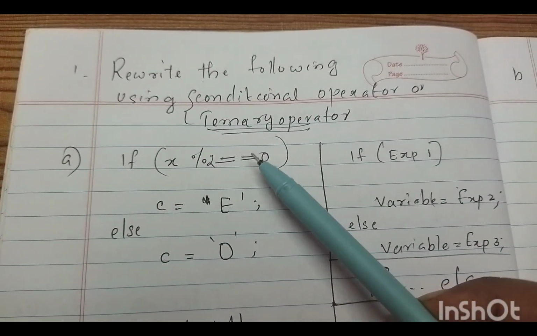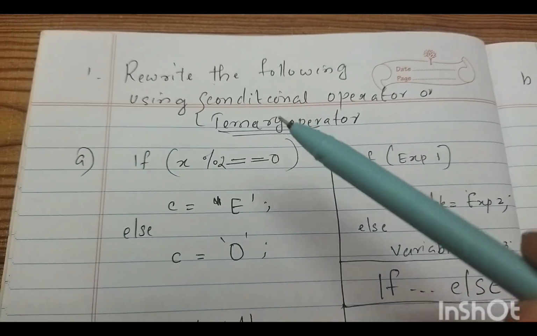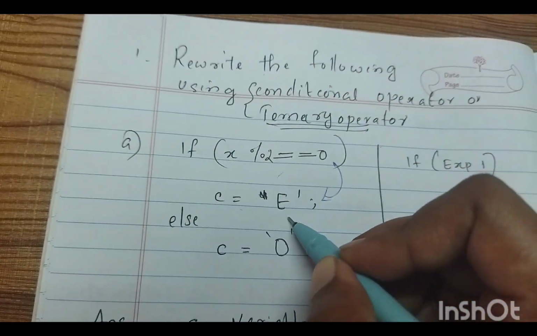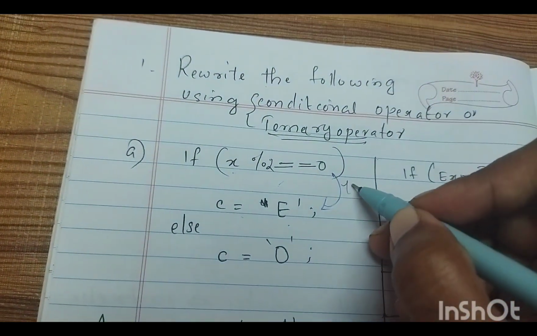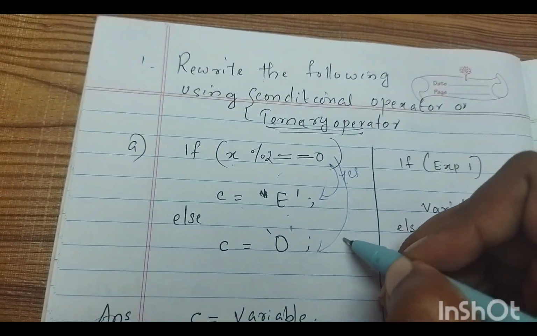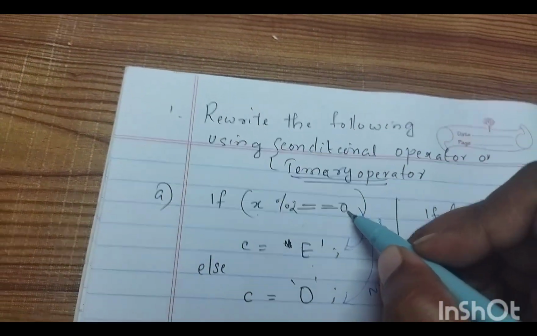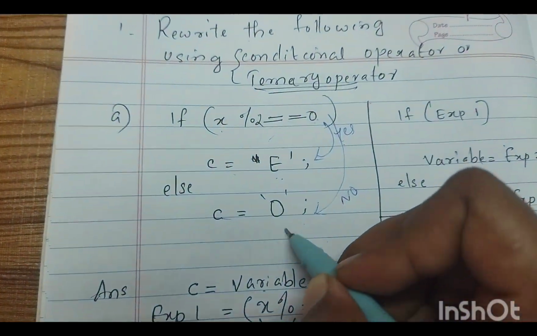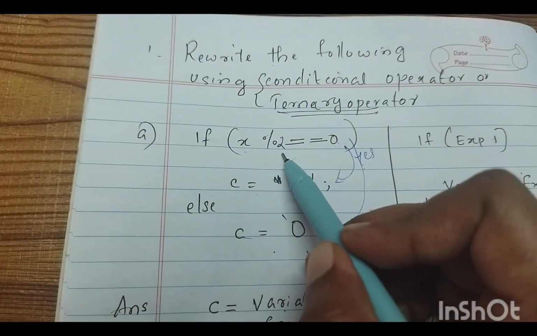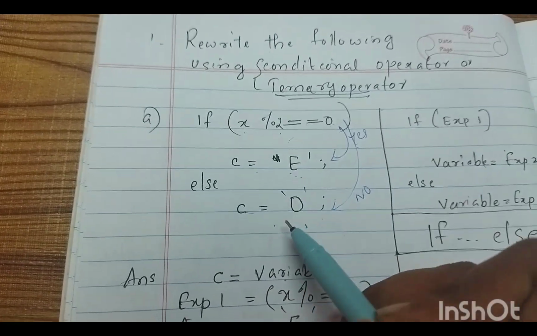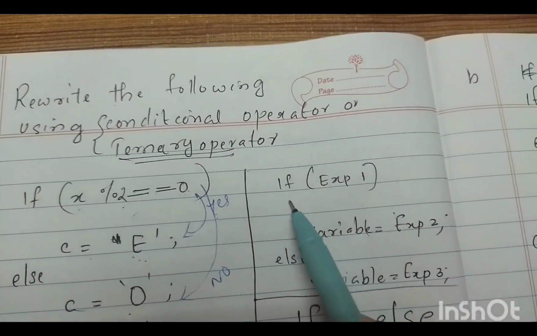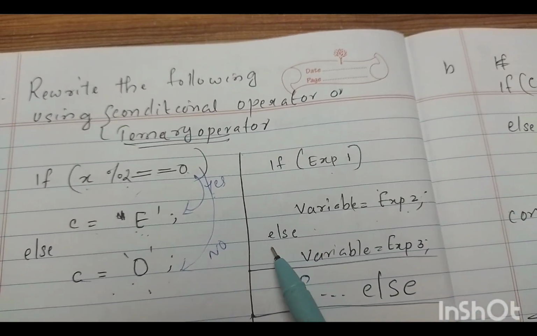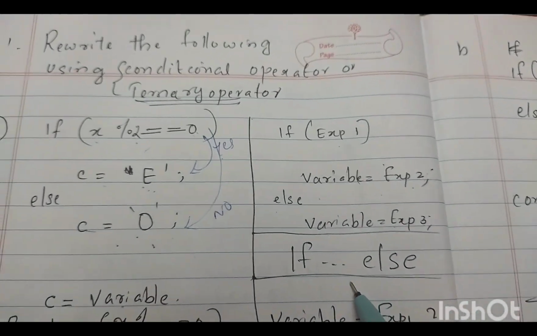If true is executed, then c is equal to E; the result will be stored as E. If this is equal to 0, yes, this will be executed; if no, the other will be executed. So how can we convert this? This is expression 1, this is expression 2, this is expression 3. So the if-else statement syntax is: if expression 1, variable is equal to expression 2, semicolon, else variable is equal to expression 3.